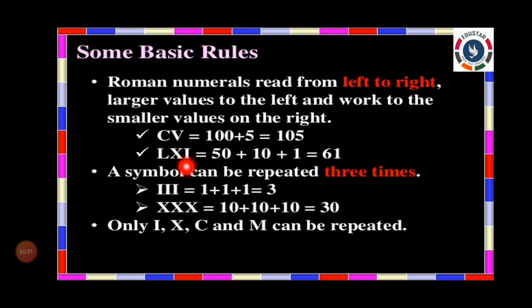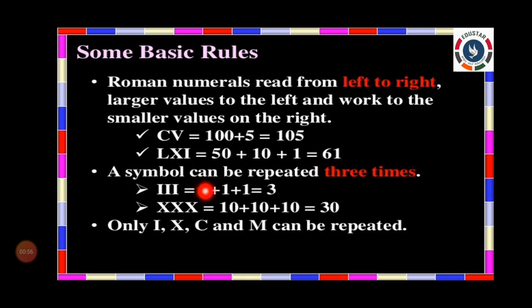Then LXI is equal to L for 50, X for 10, then I for 1. So one larger value, then following the smaller values, you should add all those values. 50 is the larger value, 10 is a smaller value, then 1 is a smaller value. So we want to add all those things. Totally 50 plus 10, 60, 60 plus 1, 61.